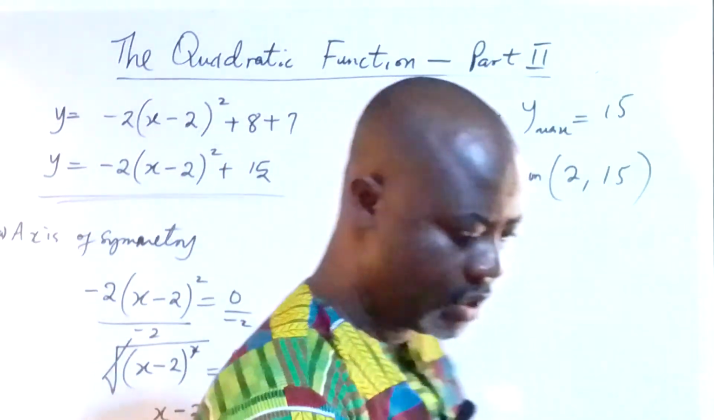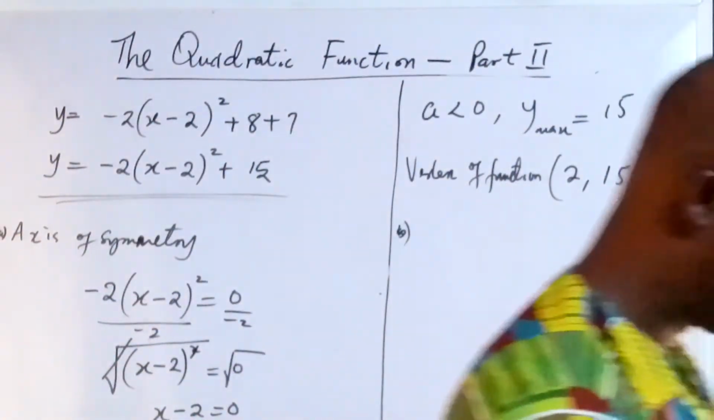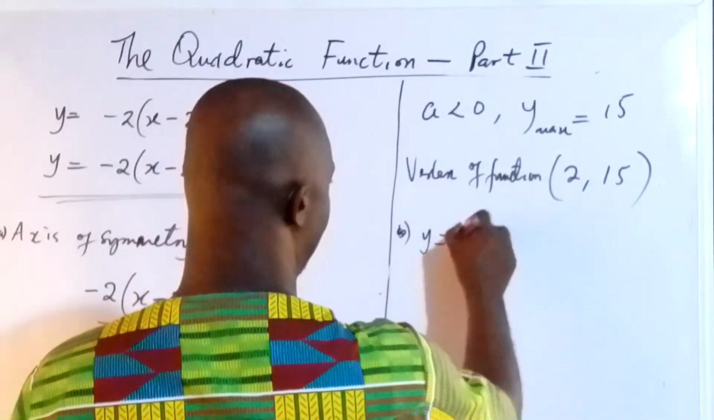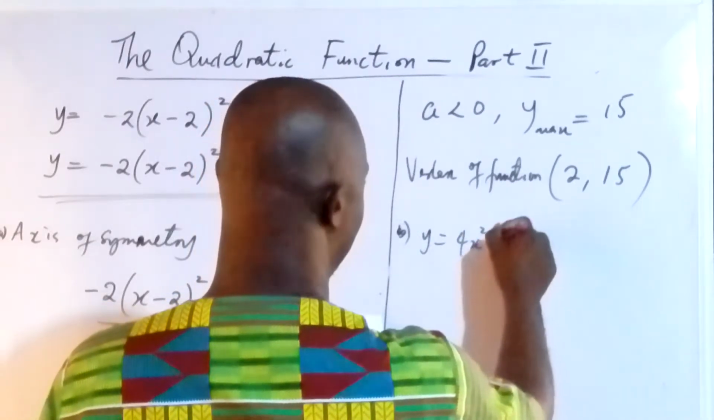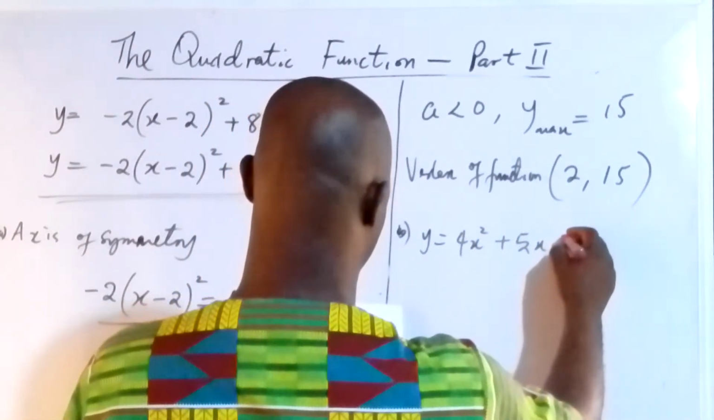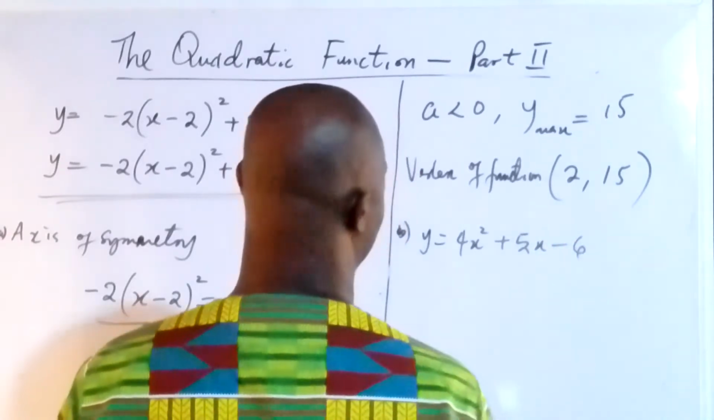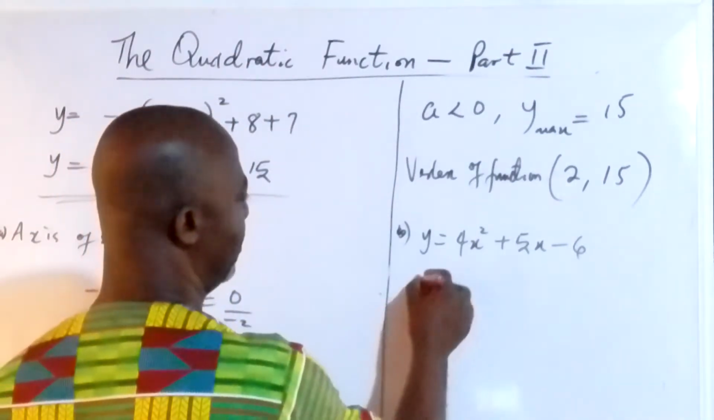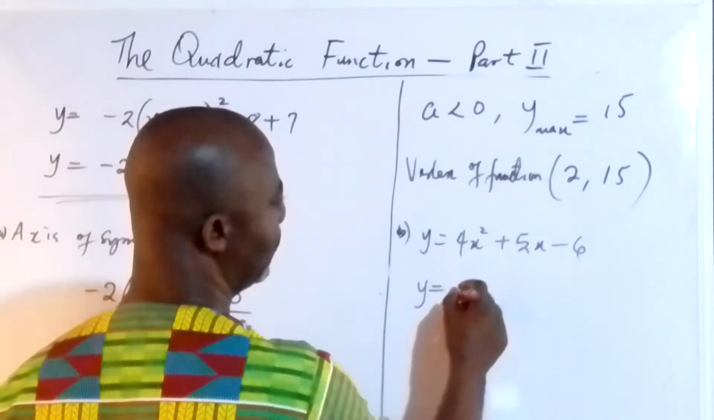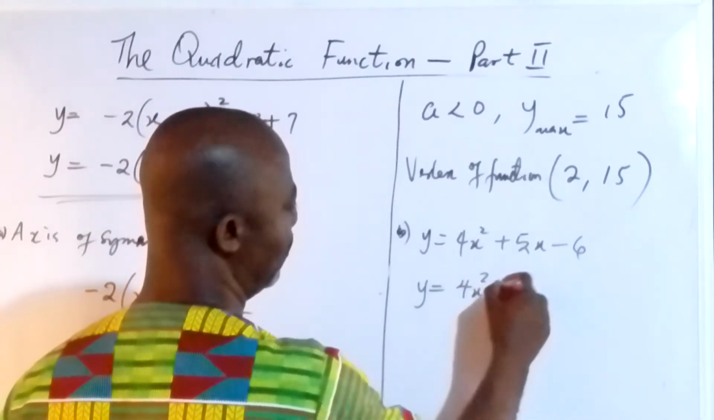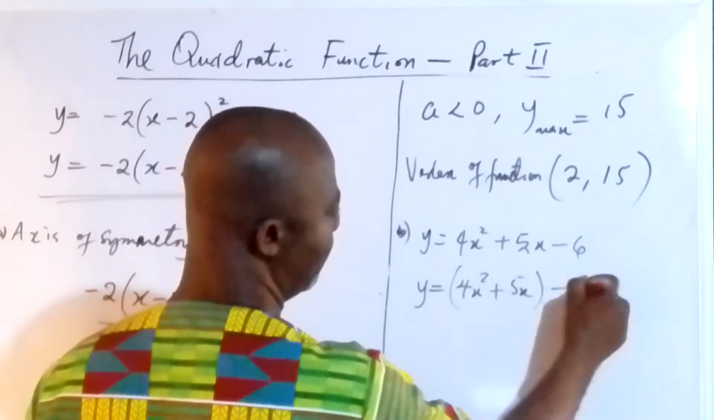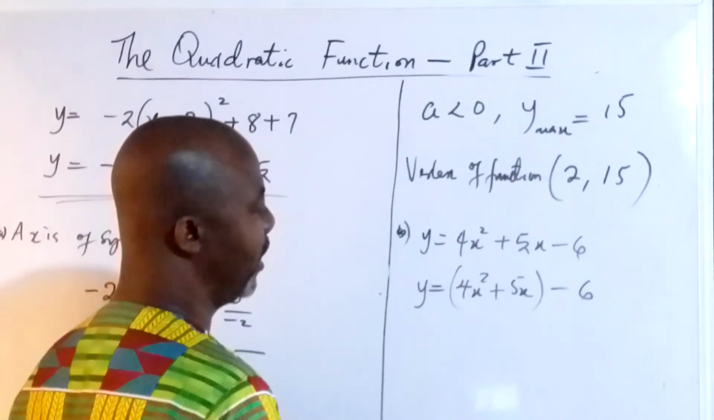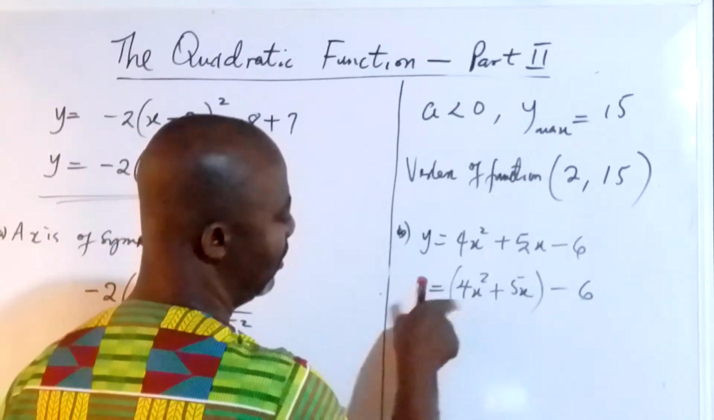B. The next question we have is 4x squared plus 5x minus 6. Okay, so what we need to do is to say y equal to, as usual, isolate 4x squared plus 5x from minus 6. Okay, so once that is done, then we will factorize, we bring out the coefficient of x squared.